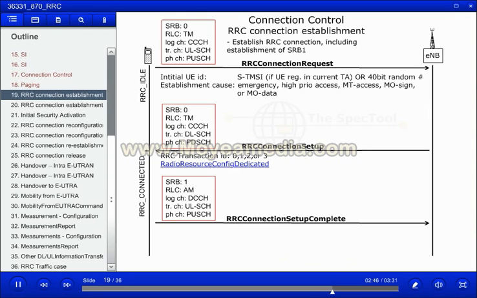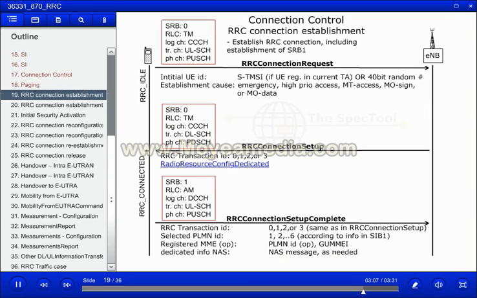RLC acknowledge mode is used, and the logical channel is the dedicated control channel. The transport channel used is the uplink shared channel, and the physical channel is the physical uplink shared channel. The content will consist of a RRC transaction identifier with the same value as received in the RRC connection setup message, identity of the PLMN selected, identity of MME in which the UE is registered, if any, and finally a NAS message as required.